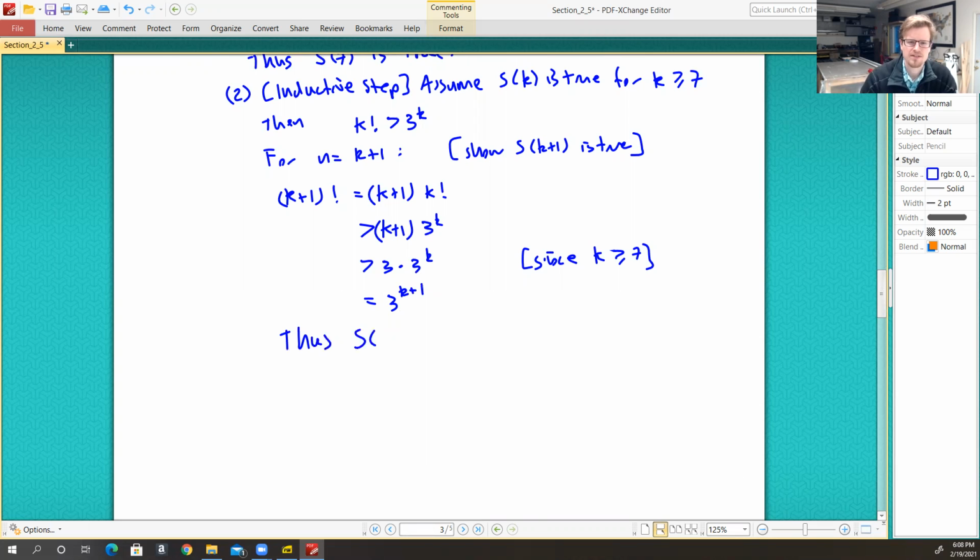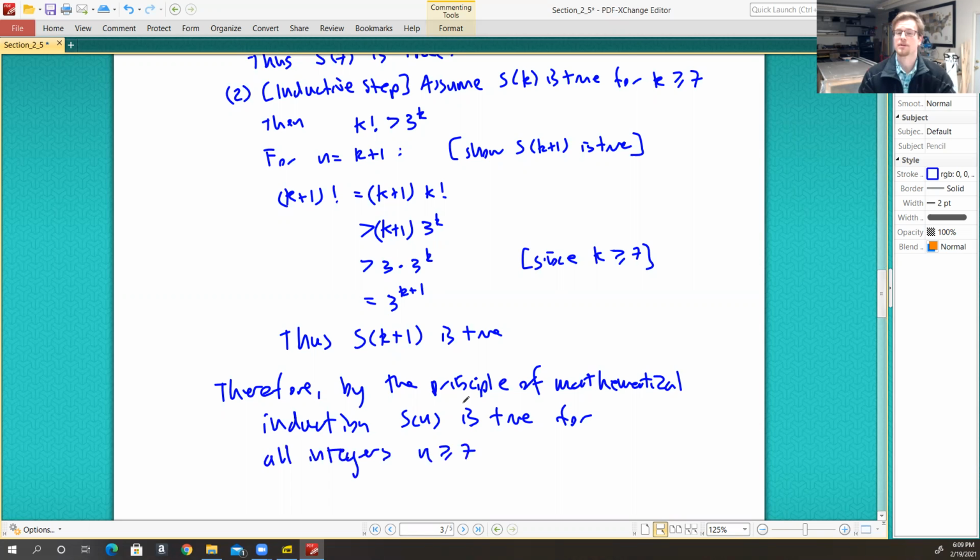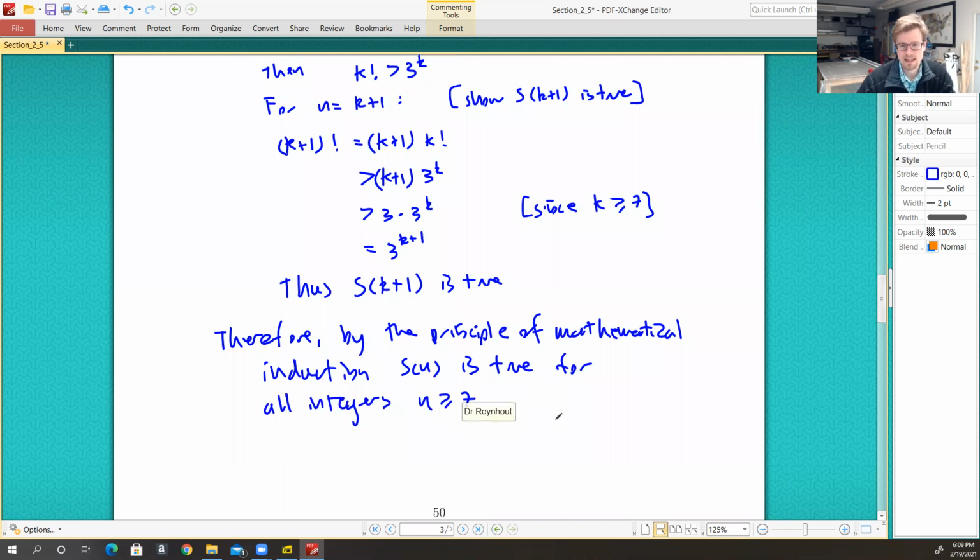Thus, S of k plus 1 is true. So the inductive step holds. The inductive step is true. Therefore, by the principle of mathematical induction, the claim is true, or the statement is true, S of n is true for all integers greater than or equal to 7, right? The base case. Excellent. Indicate the end of our proof with the square that has been filled in.